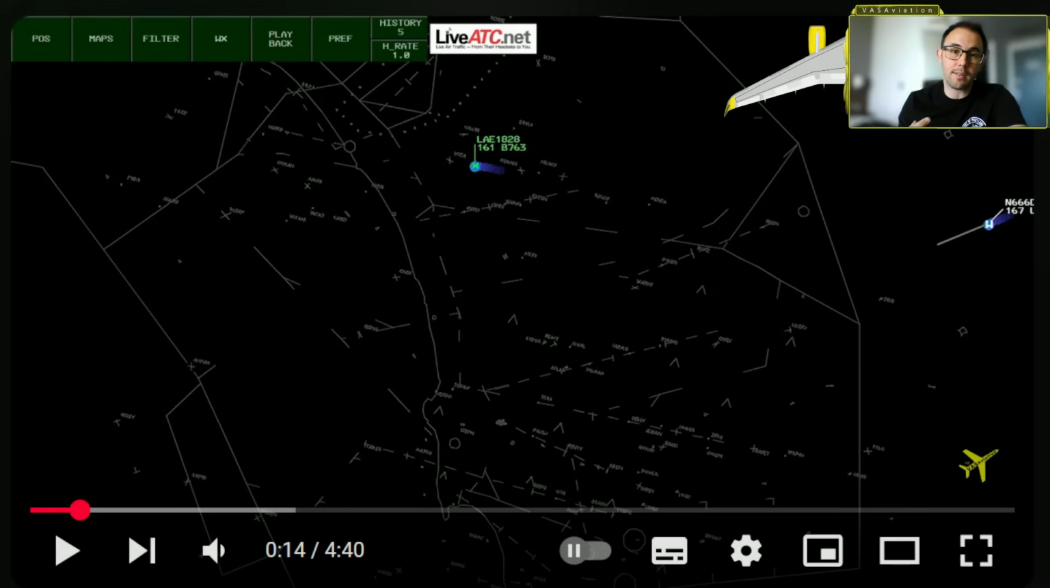I am a Cessna Citation pilot. I am, however, not rated in the 550, but I am rated in the 560 and all the variants. So 560, XL, XLS, and XLS Plus.